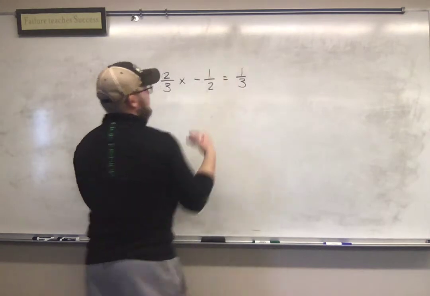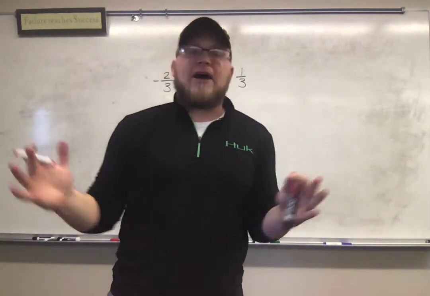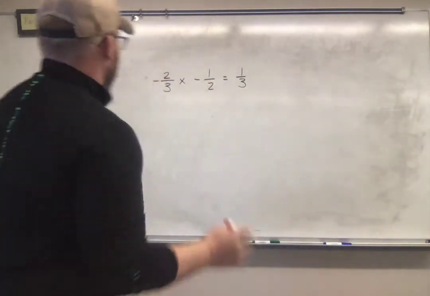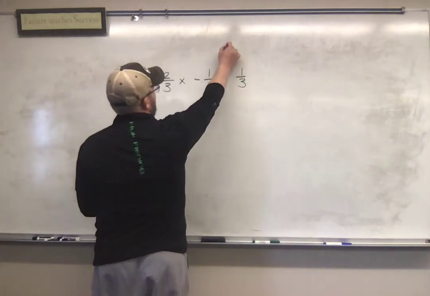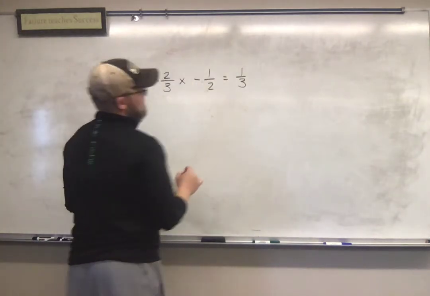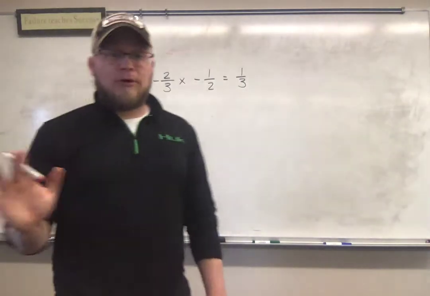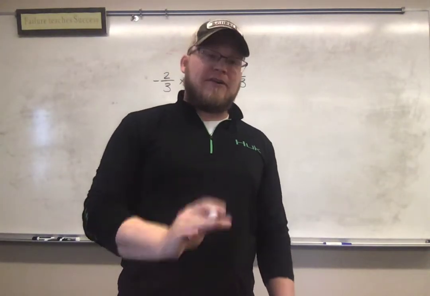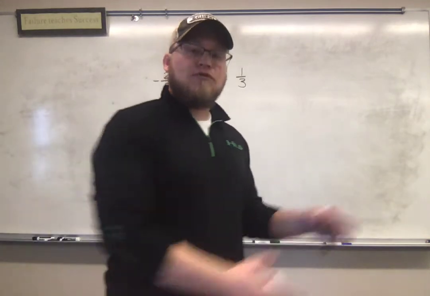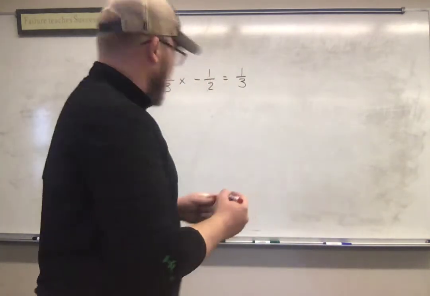Remember, first off, how do you know what to do? Find where the variable is. And if you look, the variable is on the left side of the equals. So that means every single number on the left side, besides the variable, the letter x, needs to be moved to the right side.